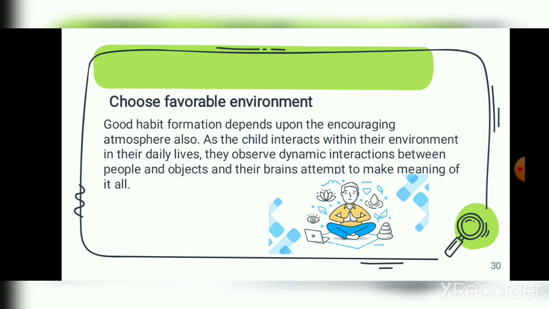New environments may pose challenges in that a young child's lack of experience makes it difficult for them to see the relevance and priorities of a situation and to work out the best way to proceed. So, choose favorable environment. Good habit formation depends upon the encouraging atmosphere also. As the child interacts within their environment and their daily lives, they observe dynamic interactions between people and objects, and their brains attempt to make meaning of it all.